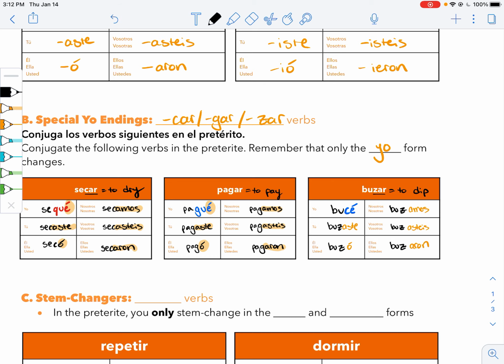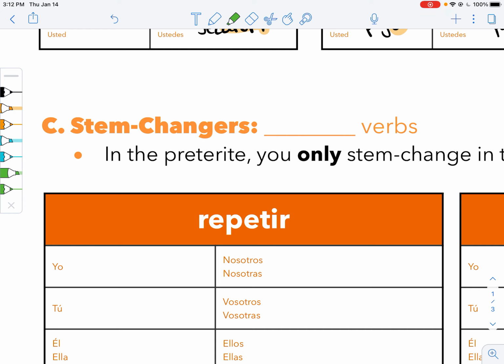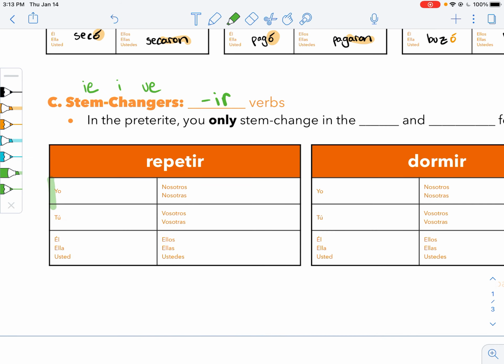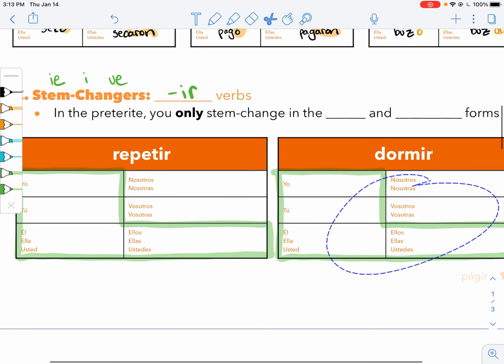Great. Now let's jump into your new information. You've seen stem changers before. Examples of stem changers are our E-IE stem changers, our E-I stem changers, and our O-UE stem changers. But in the preterite tense, you are only going to change IR verbs. So your AR stem changers and your ER stem changers are not going to change. And additionally, you'll remember that in the present tense, we change our boots. We put on our stem changing boots. But we do not have stem changing boots in the preterite.